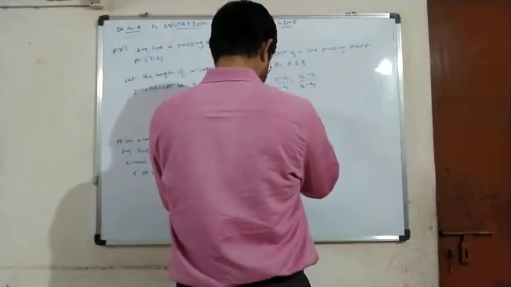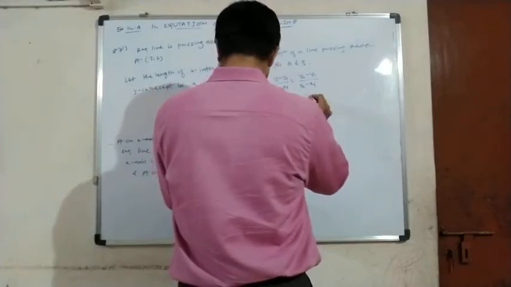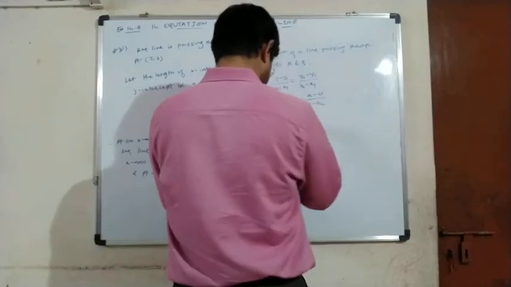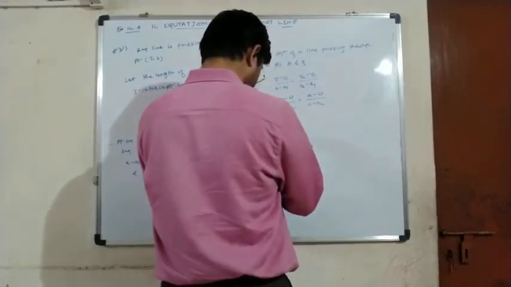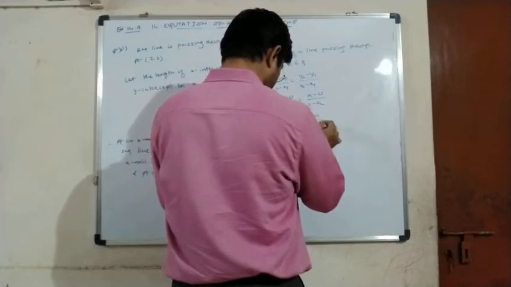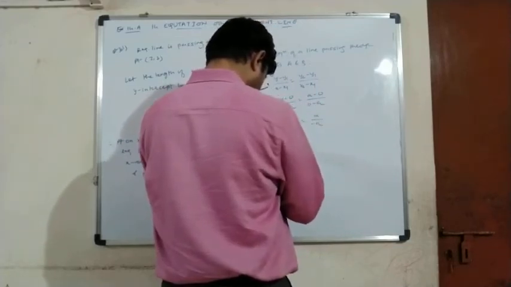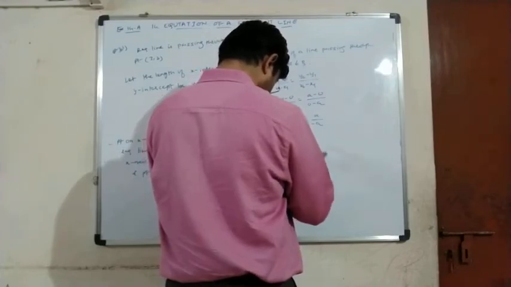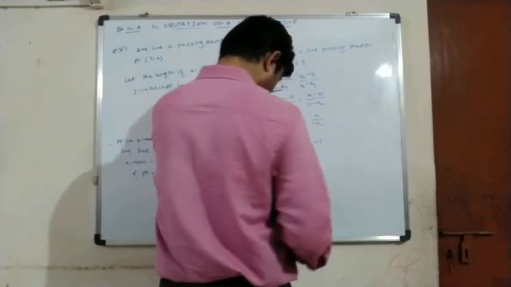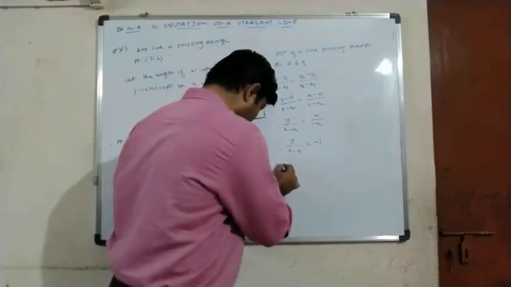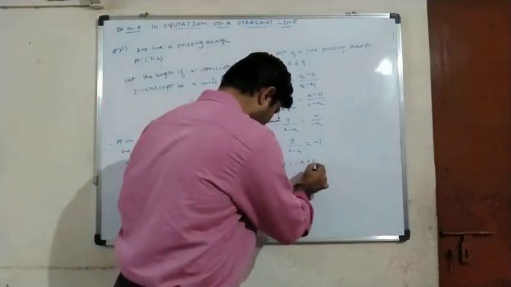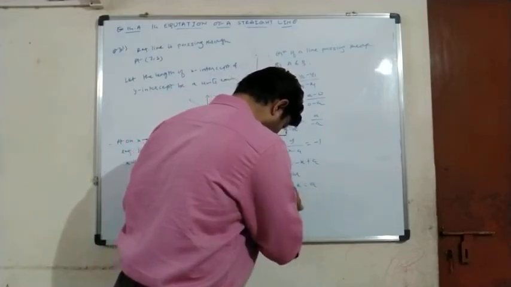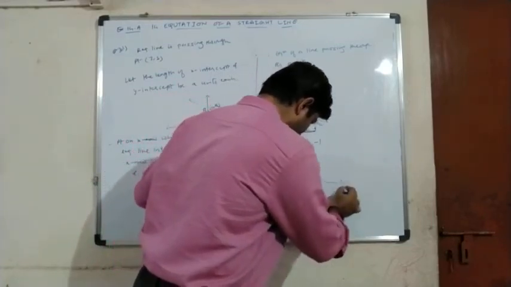So (y minus 0) upon (x minus a) is equal to (a minus 0) upon (0 minus a), and therefore we get y upon (x minus a) is equal to a upon minus a, therefore y upon (x minus a) is equal to minus 1. Now further simplifying, we will get y is equal to minus x plus a, or y plus x is equal to a. This is equation number 1.